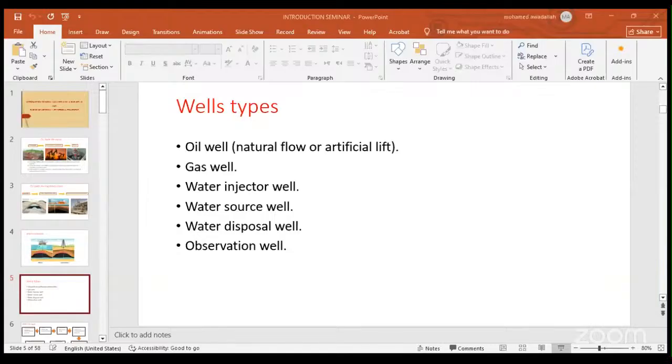Another well type is water source, in which the well is completed with an ESP or a pump that will provide the water to the water injector well.